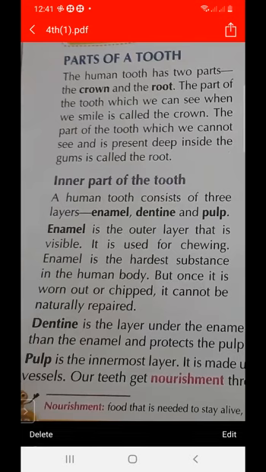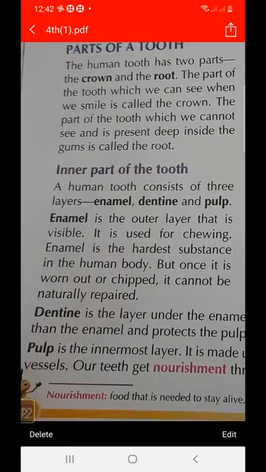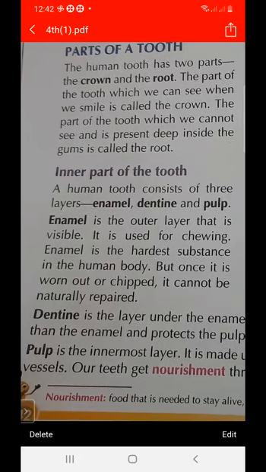Next is the inner part of the tooth. The inner part of the tooth has three layers: enamel, dentine, and pulp. First is enamel, then dentine, and then pulp.